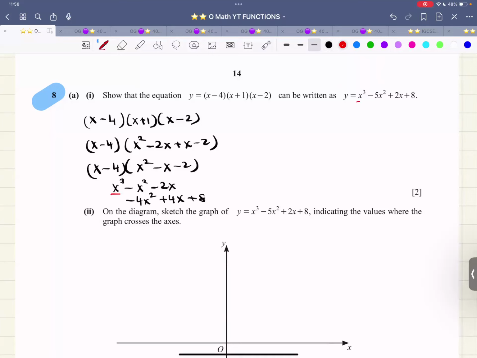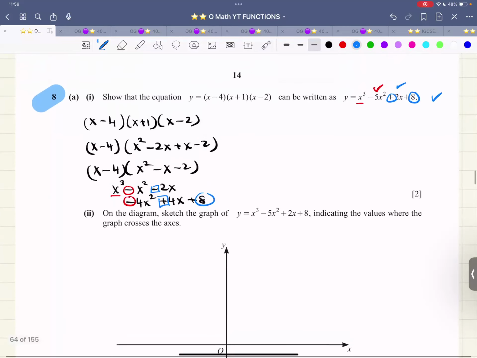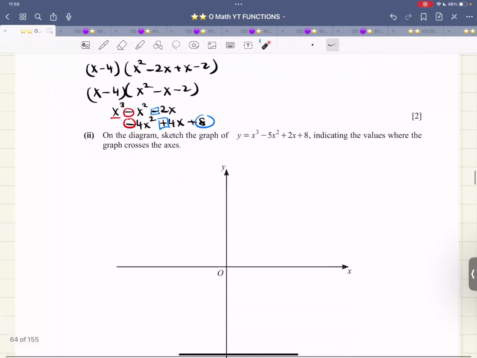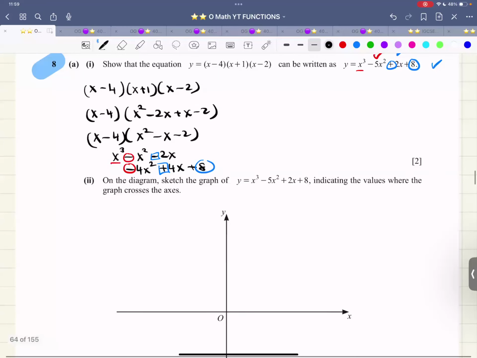x cubed minus x squared minus 4x squared, minus 5x squared. Negative 2x plus 4x, that's plus 2x. And last but not the least, that is 8. So this is written. Now, what they have done is that they have made you expand this. And now they're asking you to sketch it. So now we already have the factorized form.